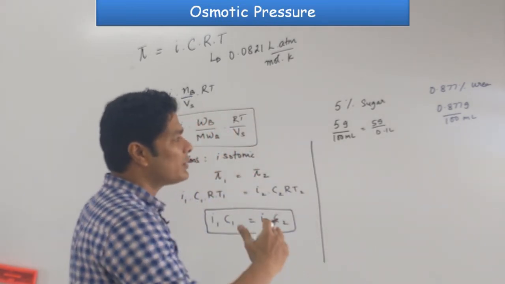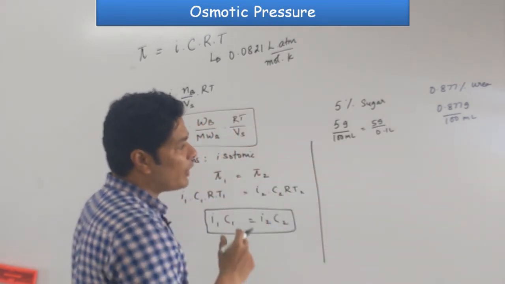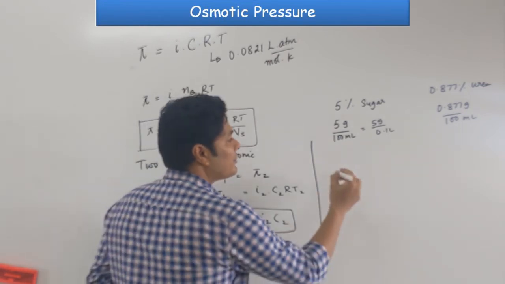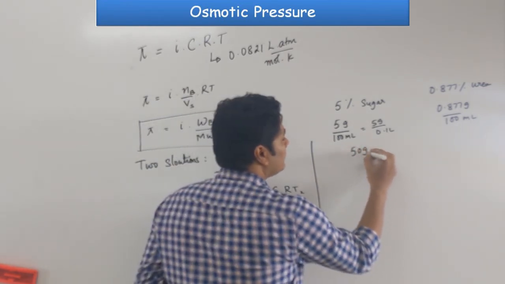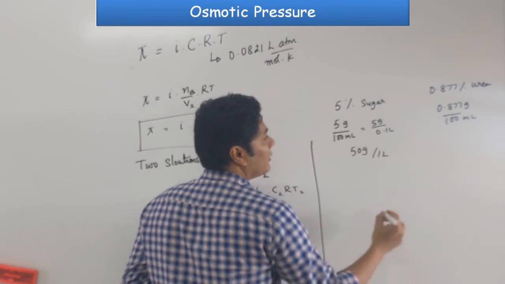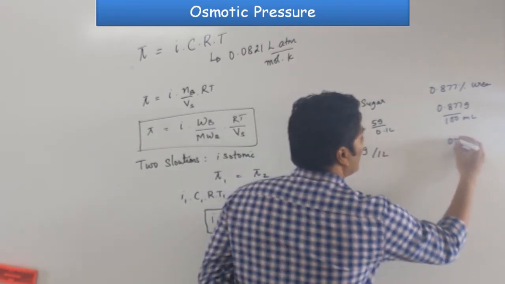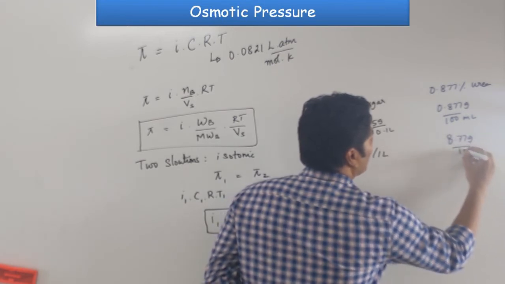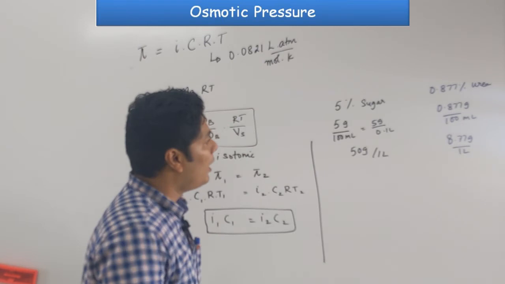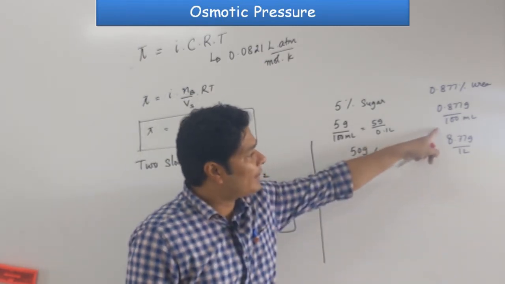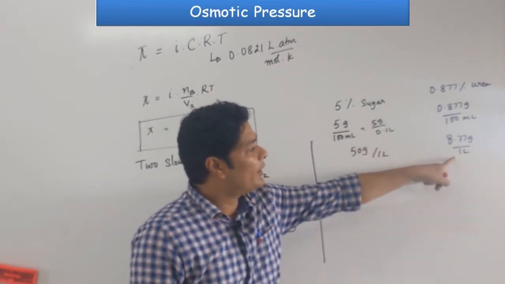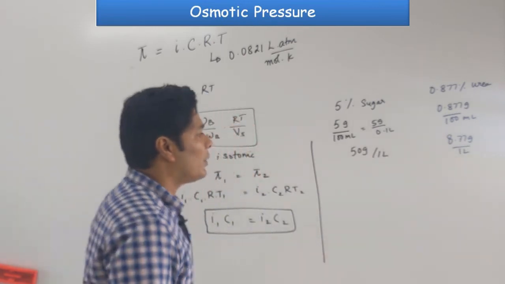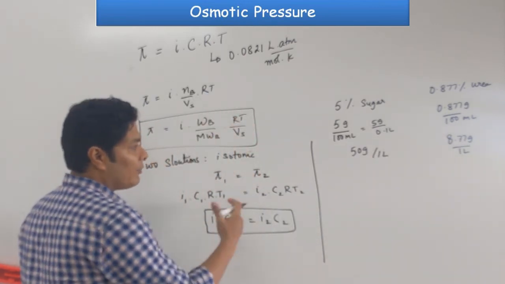The best way to do it is times 10. 5 grams in 0.1 liter is nothing but 50 grams in 1 liter. 0.877 in 0.1 liter becomes 8.77 grams in 1 liter, 10 times more in 10 times more liquid. Now, this is what I have. So, that's my concentration right now.